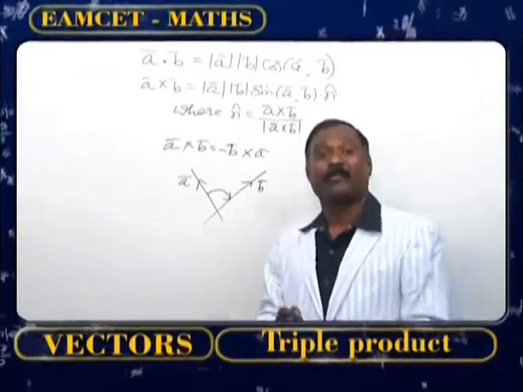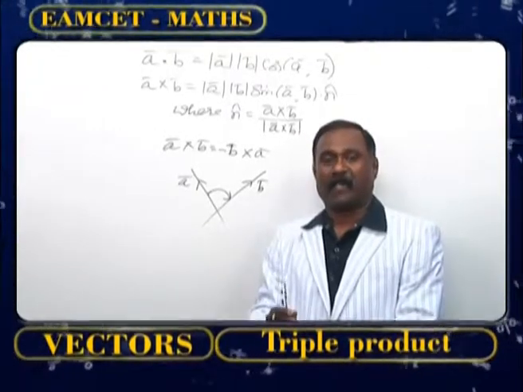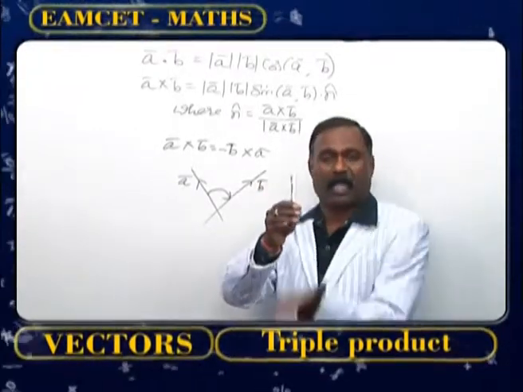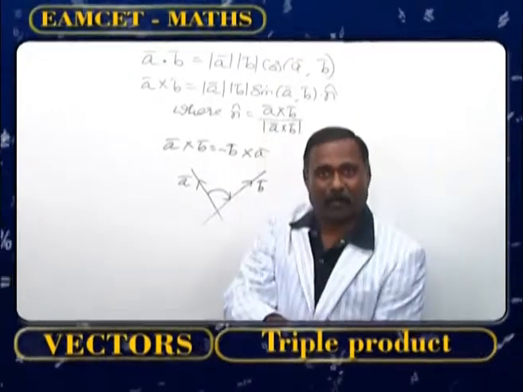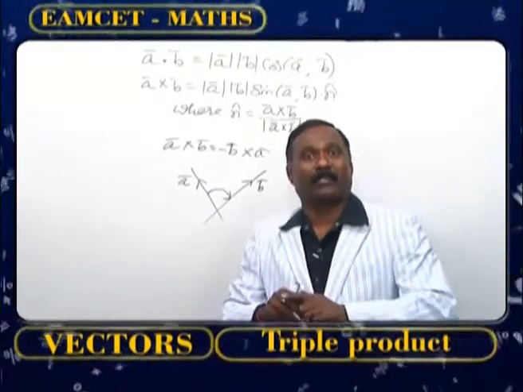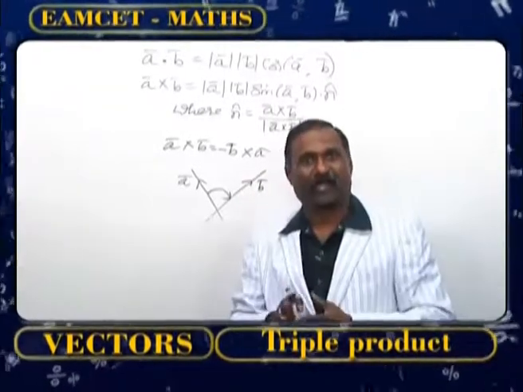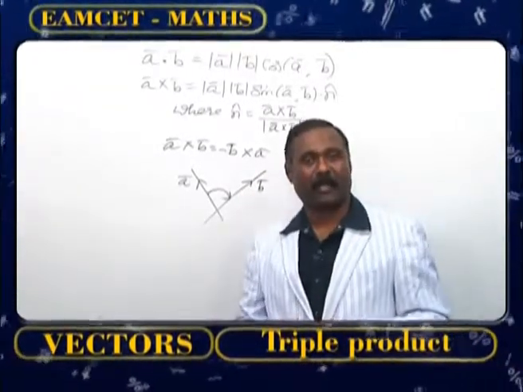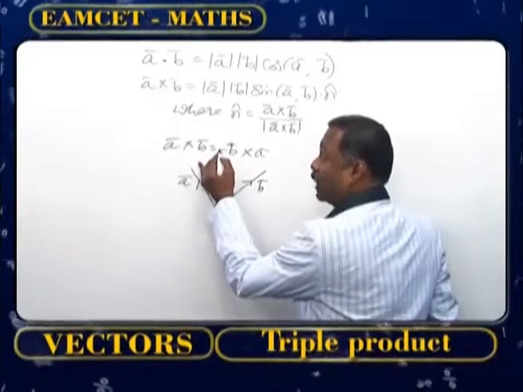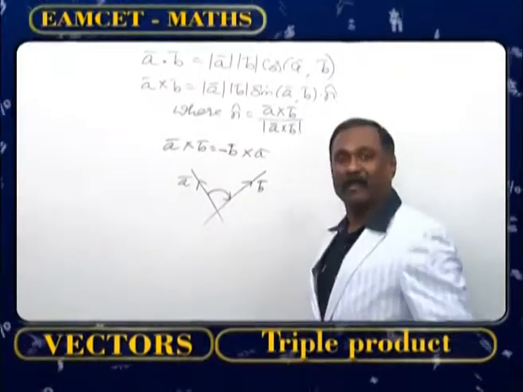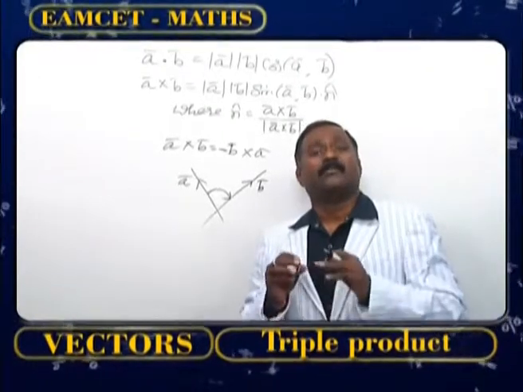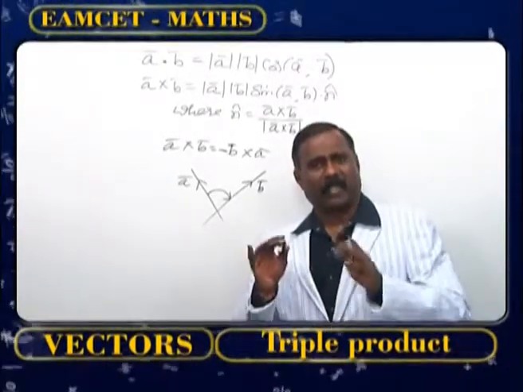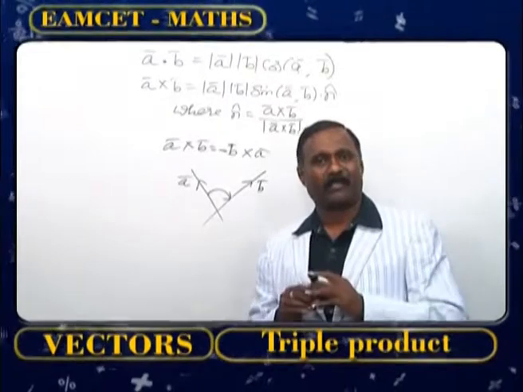But what makes the difference? In a bar cross b bar, the vector comes up, above the plane, and in b bar cross a bar, the vector goes below the plane. Both have the same magnitude, but their directions are opposite. To show that the directions are opposite, we put a minus here. So understand the simple concept to decide whether the system is right-handed or left-handed.